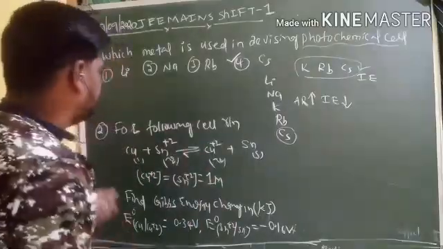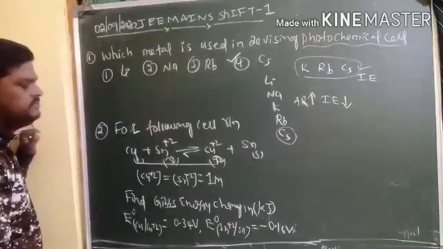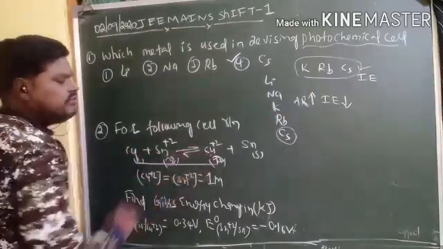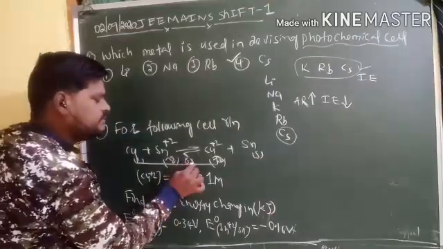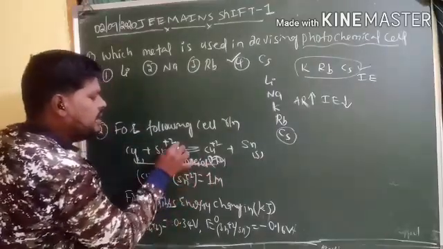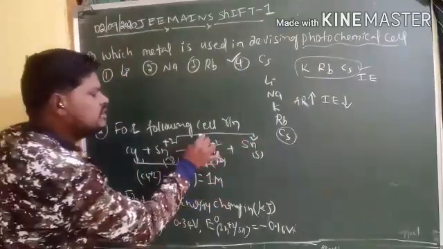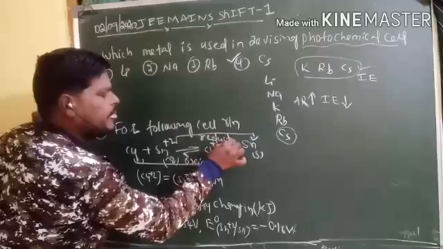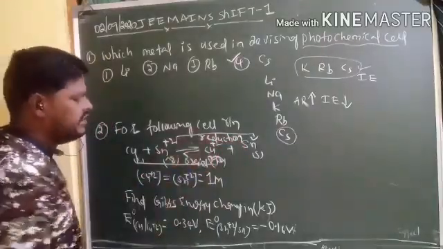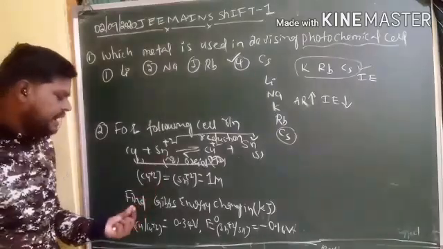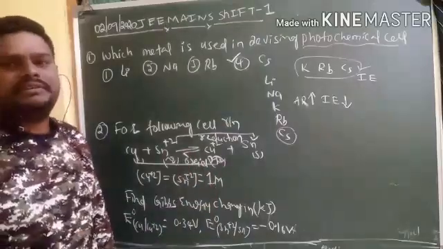So according to the question, you need to observe here: copper is converted to Cu²⁺. Here copper loses electrons. That's why the loss of electrons is oxidation. And tin gains 2 electrons. That means gaining of electrons is called reduction. So loss of electrons is oxidation, gaining of electrons is called reduction. And find the Gibbs energy change in kilojoules here.